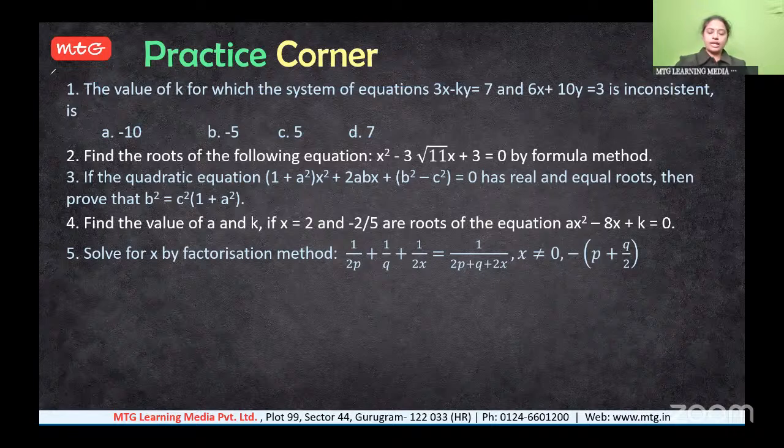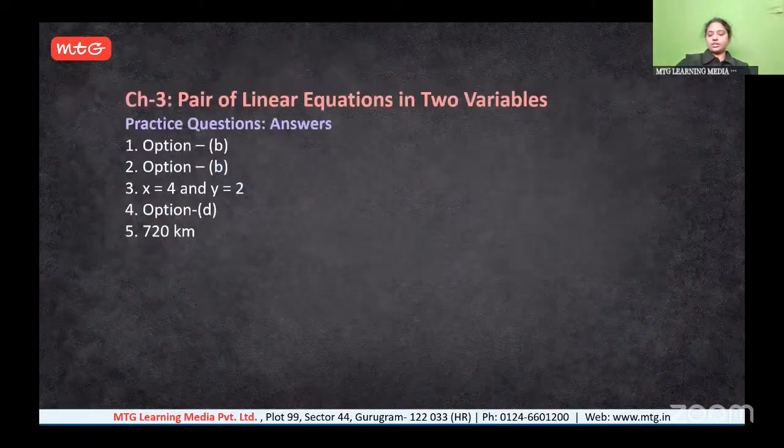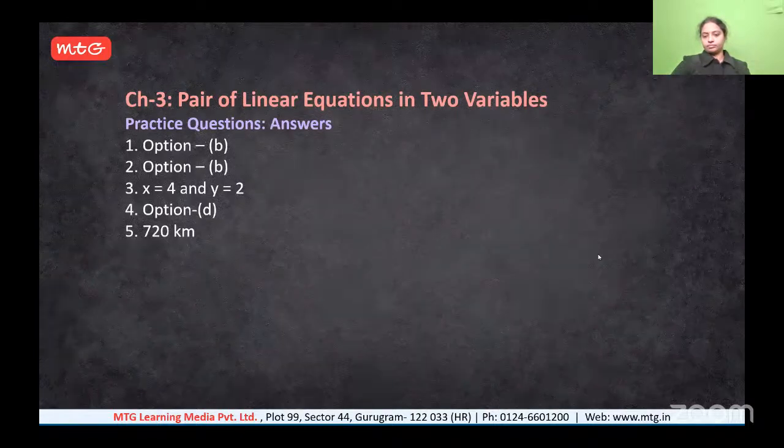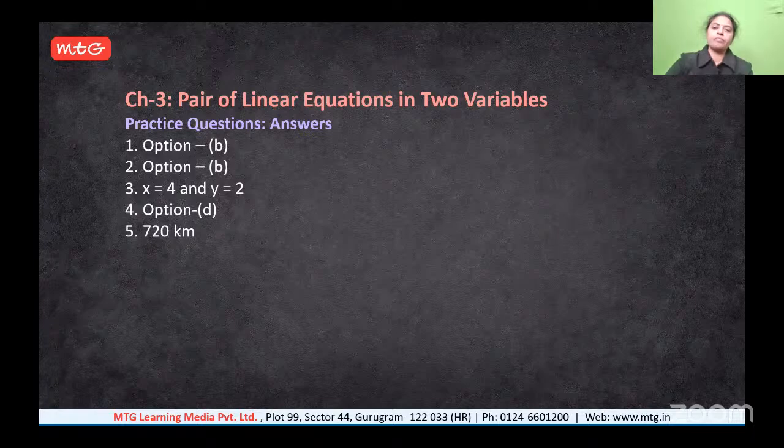So here is your answer key for the last chapter's practice questions. So cross-check with the answers that you have got. So can I stop screen sharing? Is anyone still noting? Okay, that's your session for today. Any doubts? Anyone want to ask something?